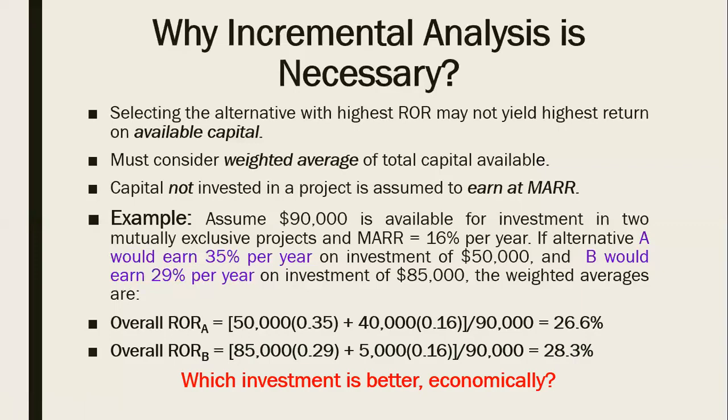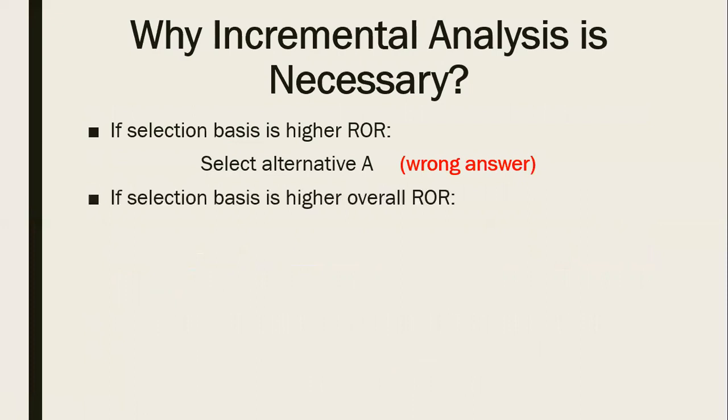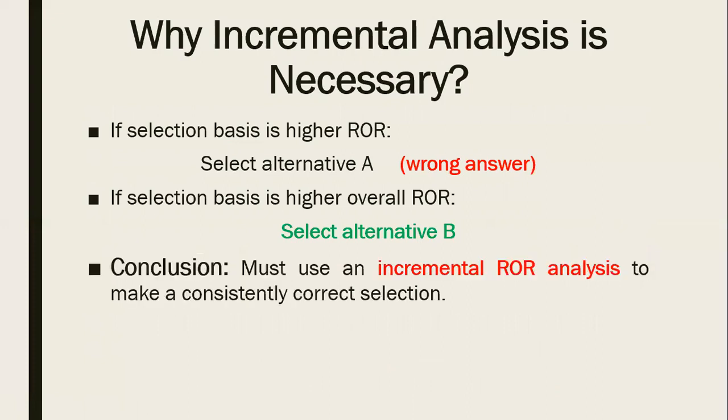So which investment is better economically now? Obviously, if we consider overall rate of return, then B looks better than A, and one should select B. If we had focused only on the rate of return of individual projects, not the overall rate of return, then one would select A, and that would be a misleading choice. So if the selection basis is higher ROR, we would have selected alternative A, which is the wrong choice. If the selection basis is higher overall ROR, then we select alternative B, which is a good choice.